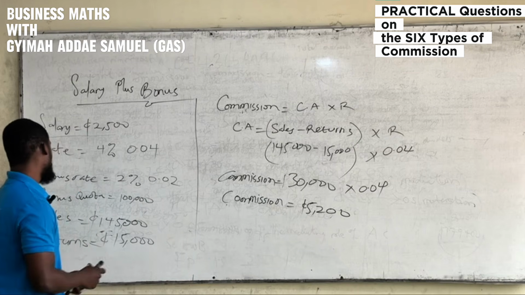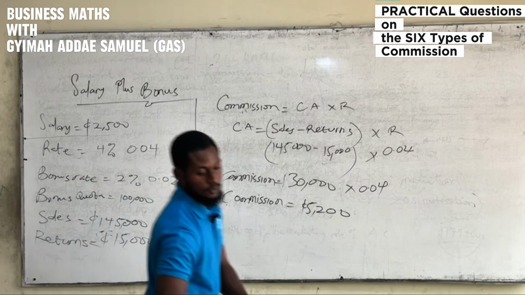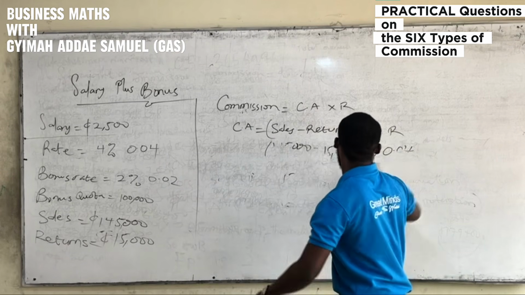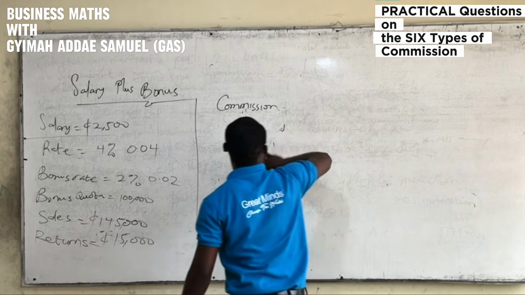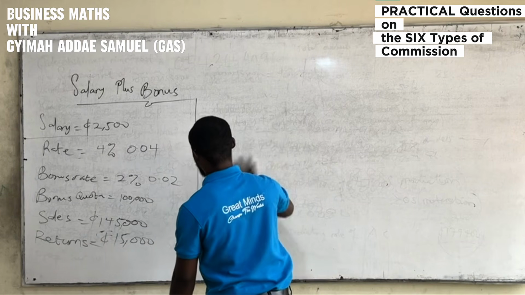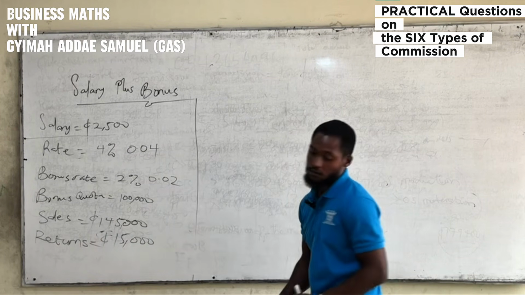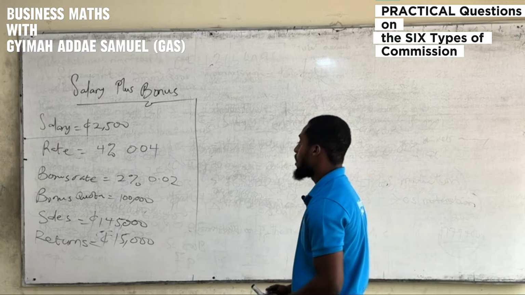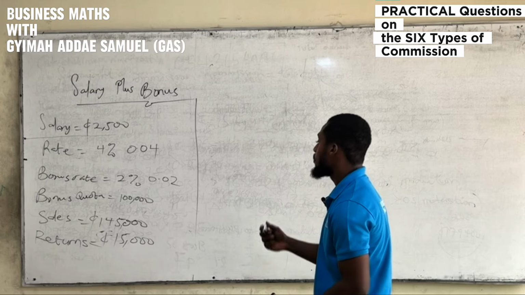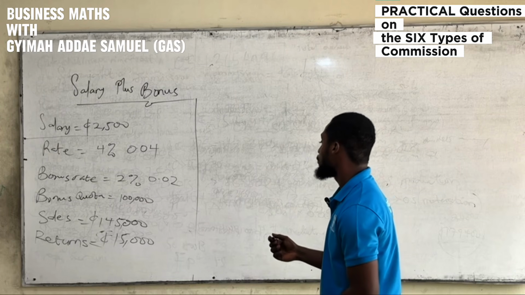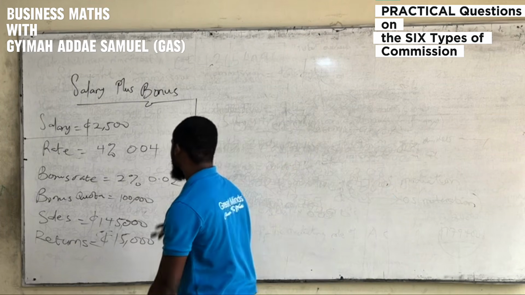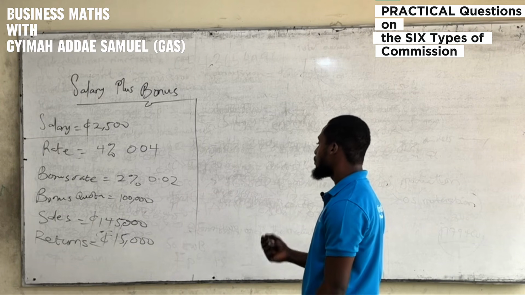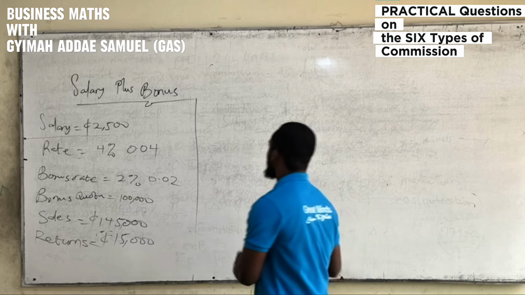So now we know our commission. Let's proceed to finding the bonus amount. As I said, with the bonus amount, there was a bonus rate and a bonus quota. So first of all, you would have to subtract your bonus quota from the sales, and the amount you get, you multiply your bonus rate by it.